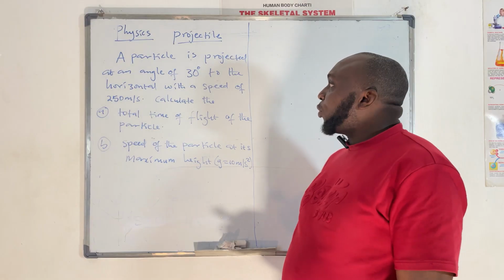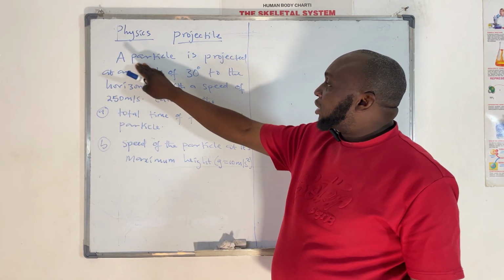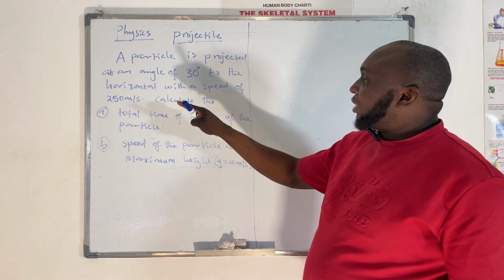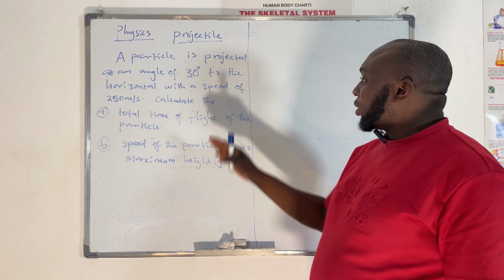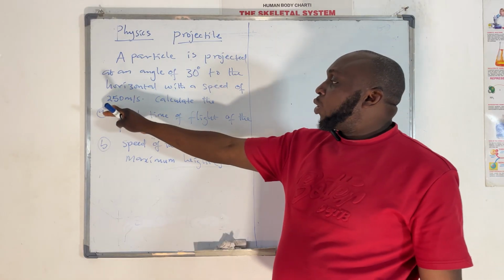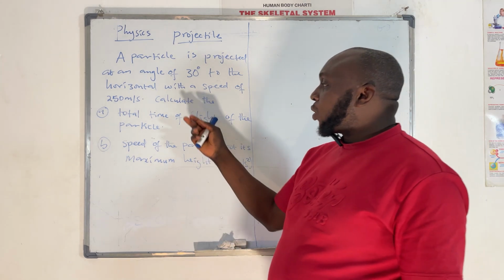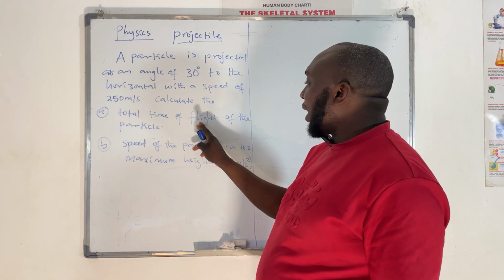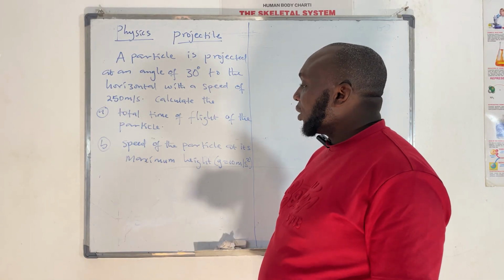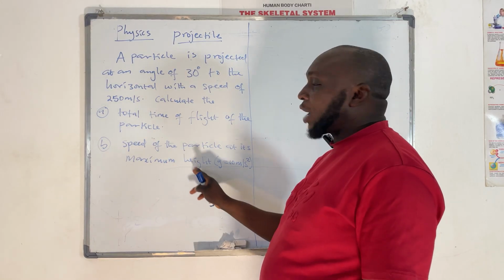One of the examples we have on projectile is this. A particle is projected at an angle of 30 degrees to the horizontal with a speed of 250 meters per second. We are required to calculate A, the total time of flight of the particle, and B, the speed of the particle at its maximum height.